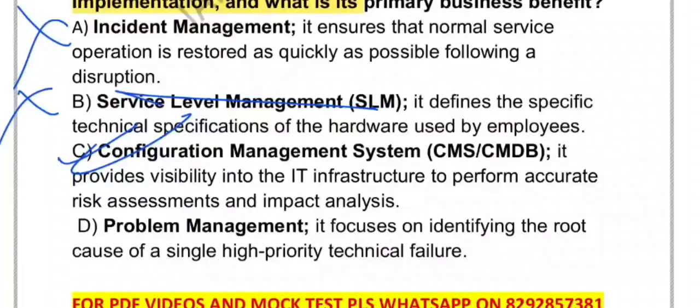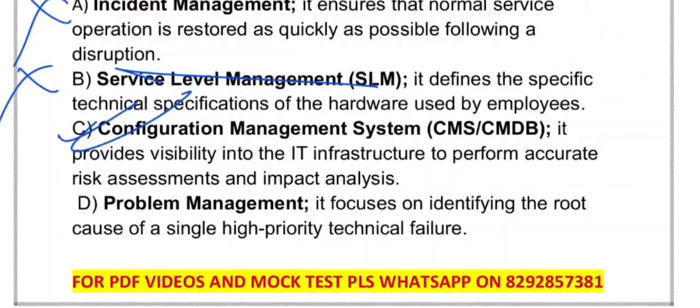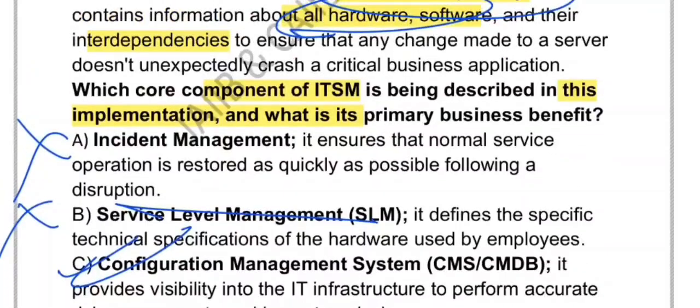So the memory trick is that if there is any change impact, check the CMDB, the configuration management system. What asset exists? CMDB. How are they connected? CMDB. What will break if they change this? CMDB. Okay. So configuration management is also called, ITIL keyword.